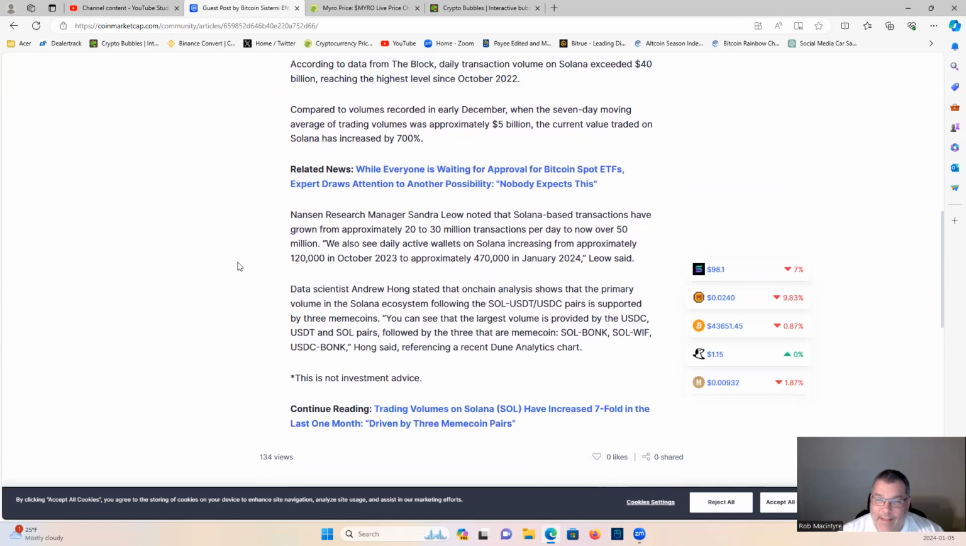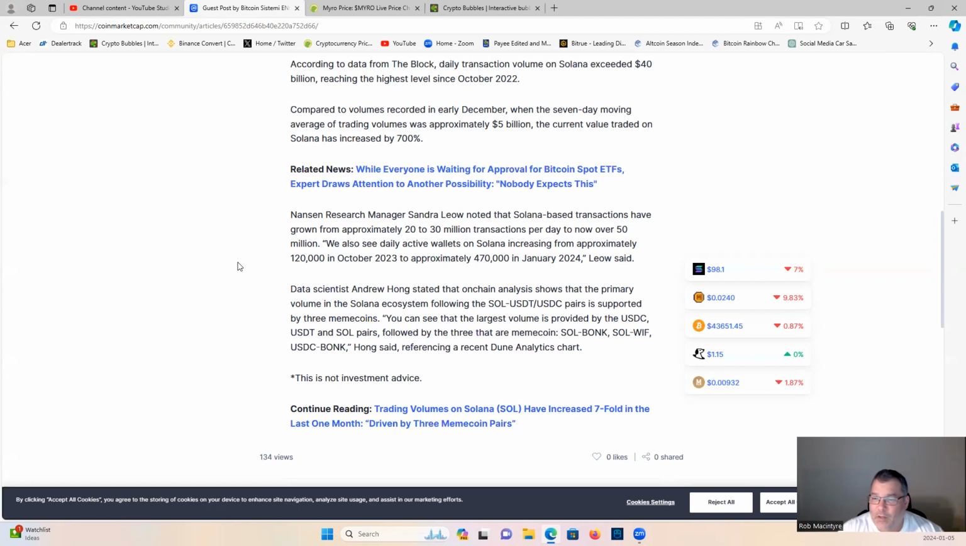Compared to volumes recorded in early December, when the 7-day moving average of trading volumes was approximately 5 billion, the current value traded on Solana has increased by 700%. Nansen Research Manager Sandra Leo noted that Solana-based transactions have grown from approximately 20 to 30 million transactions per day to now over 50 million. We also see active wallets on Solana increasing from approximately 120,000 in October of 2023 to approximately 470,000 in January of 2024. That's October, November, December, January. That's 4 months, guys.